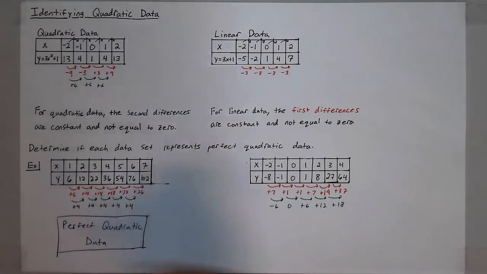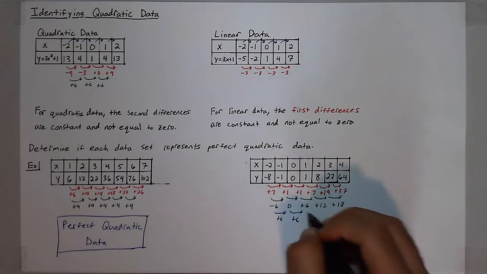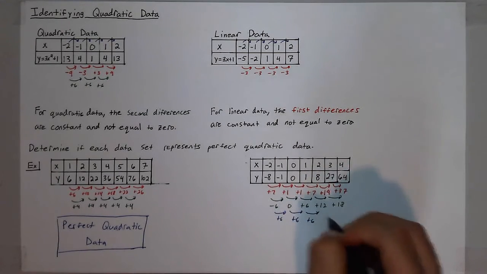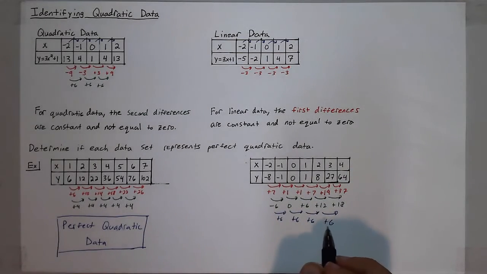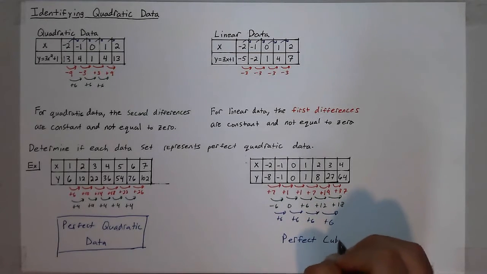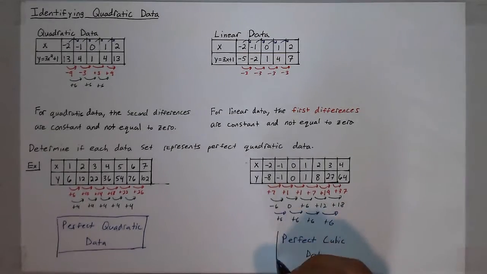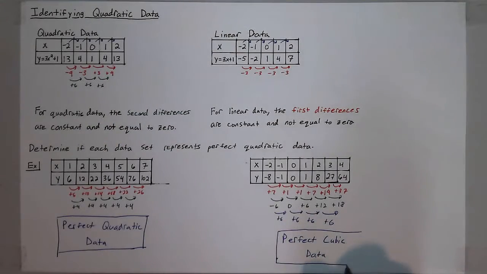But if I did it one more time, I would see it goes up 6, up 6, up 6, and up 6. So the third differences are constant, and this actually represents perfect cubic data, which is like x to the third. So even though we didn't get what we needed for linear or quadratic, it's still useful to know because it can even tell us about other types of functions. And that is how you identify quadratic data.